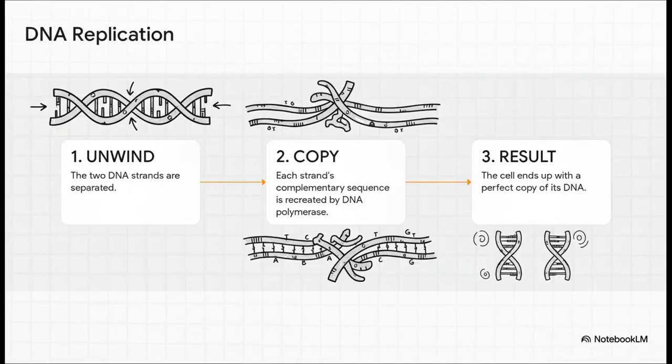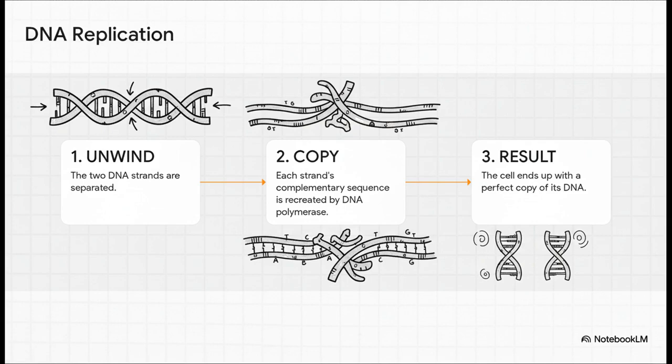And that simple pairing rule, it's the genius behind how life copies itself. It's an incredible process. Before a cell can divide, it needs a perfect copy of its DNA. So an enzyme comes along and just zips the helix open, right down the middle. Because A can only pair with T and C with G, each of those separated strands becomes a perfect template for building a new one. The result? Two perfect, identical DNA molecules from the original one.